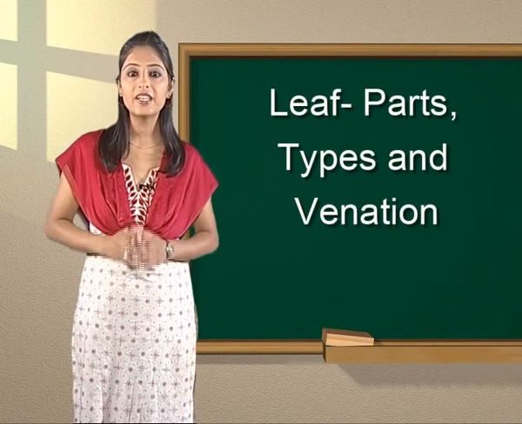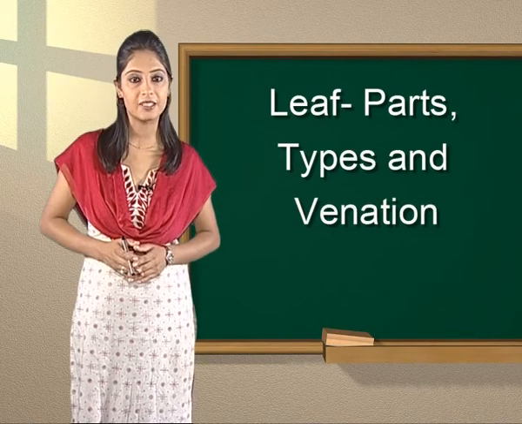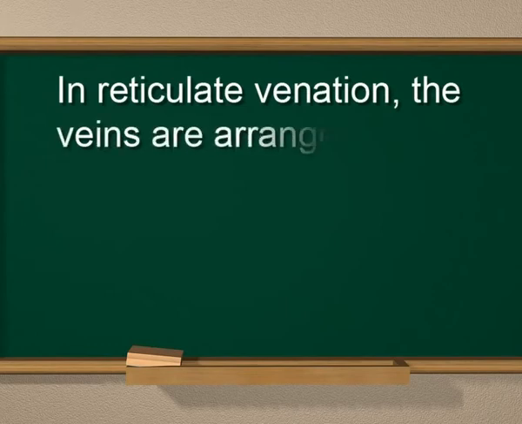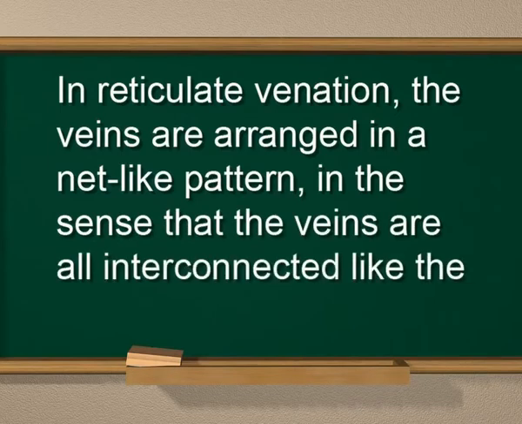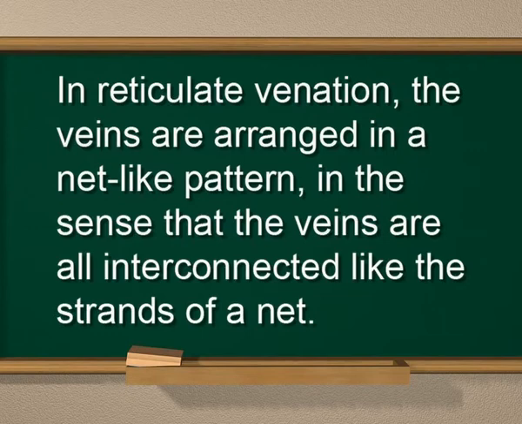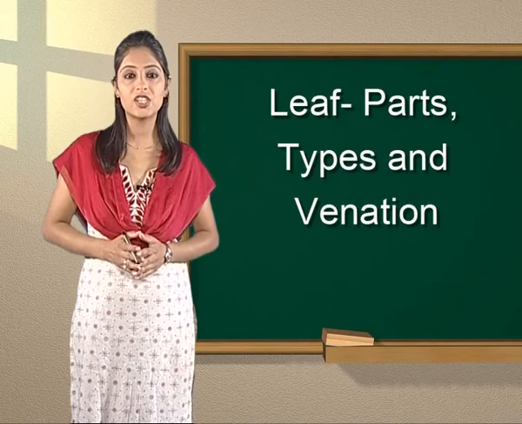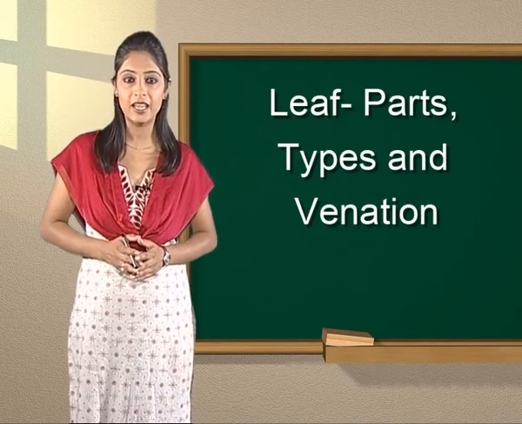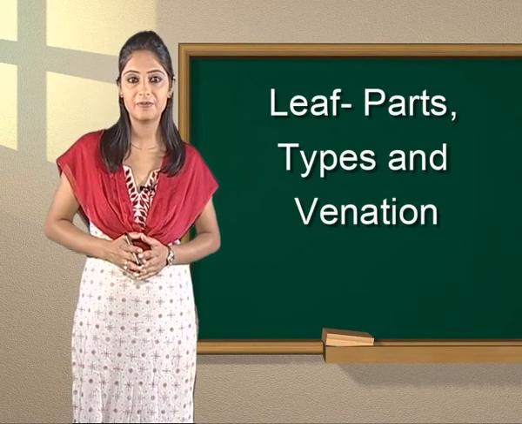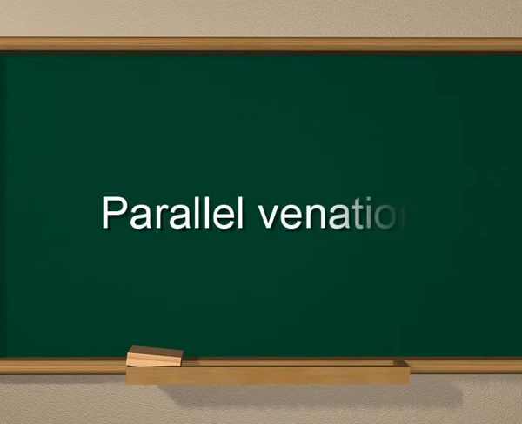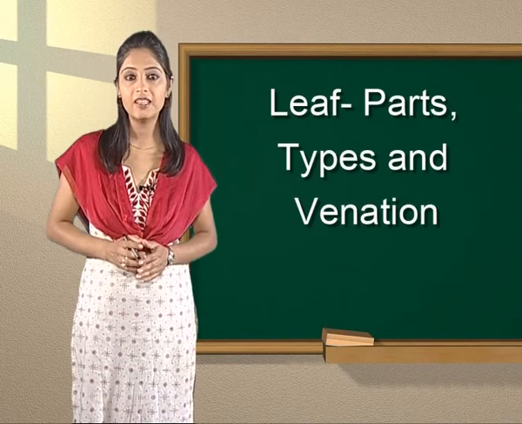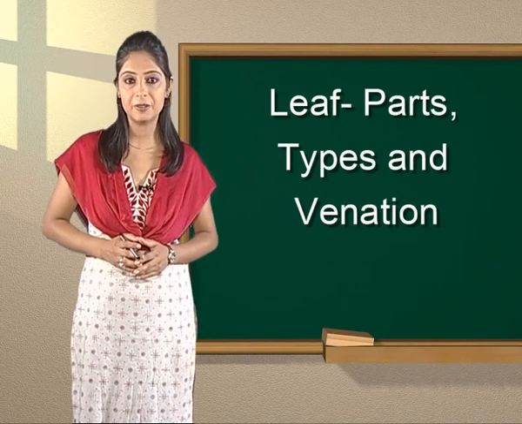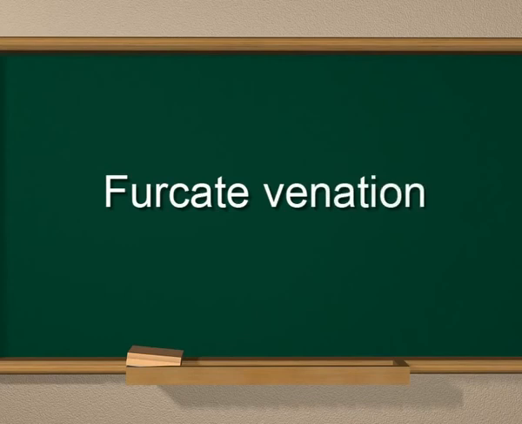Next question. What is reticulate venation? Answer. In reticulate venation, the veins are arranged in a net-like pattern in the sense that the veins are all interconnected like the strands of a net. My next question is, which type of venation is common in lilies and grasses? Answer. Parallel venation is common in lilies and grasses. The next question is, what type of venation is found in ginkgo biloba? Answer. Furcate venation is found in ginkgo biloba.